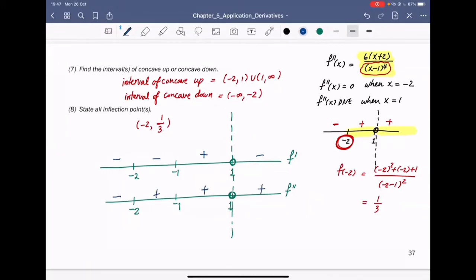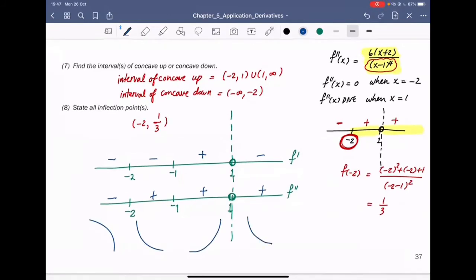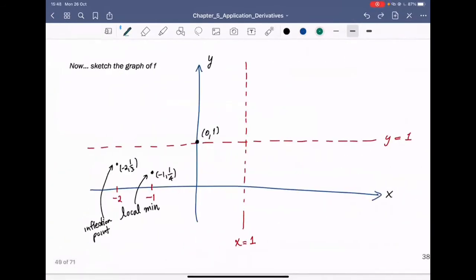So the shape of the graph is decreasing concave down, decreasing concave up, increasing concave up, decreasing concave up. All right, this is going to be the shape of the graph. Sounds good. Now, put everything together. Below x equal to -2, the graph should be something like that.